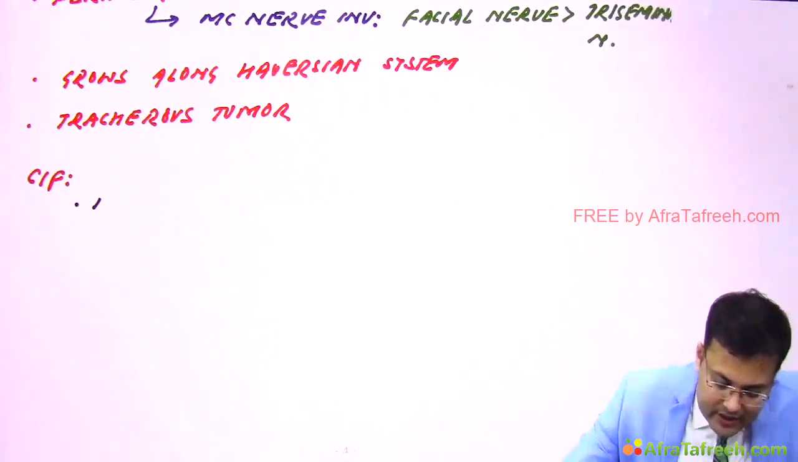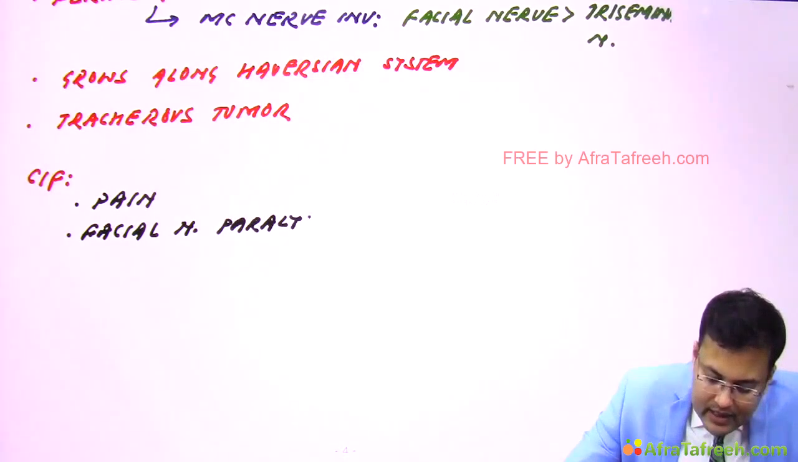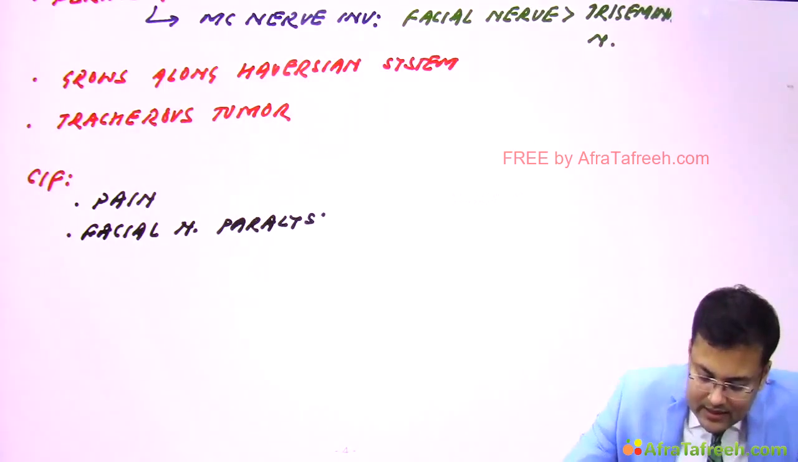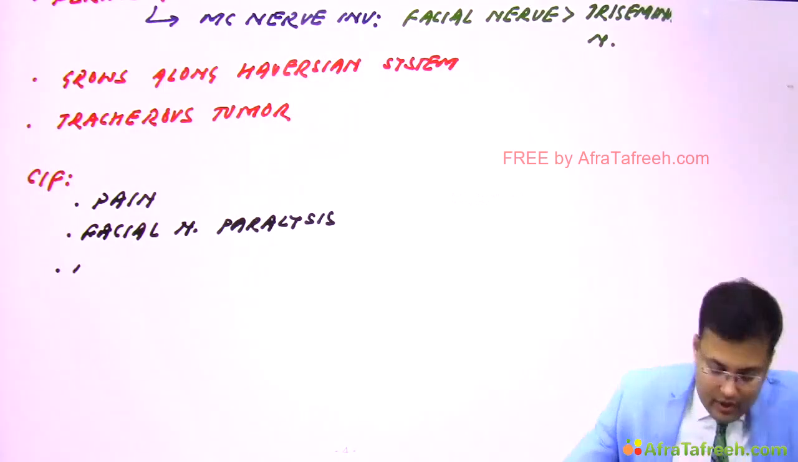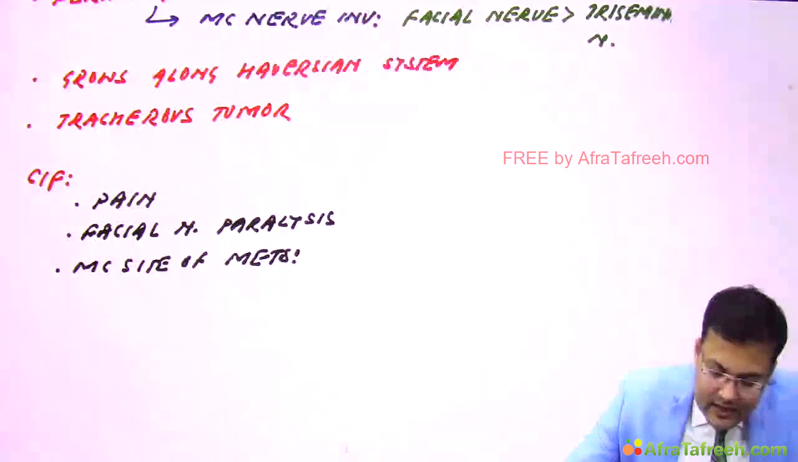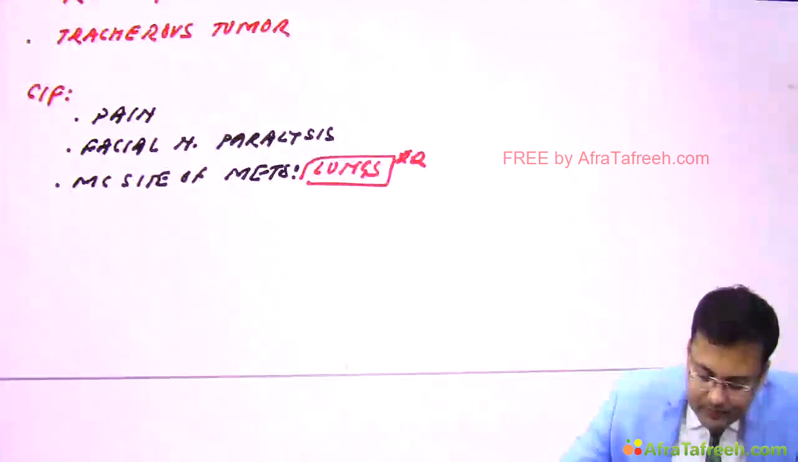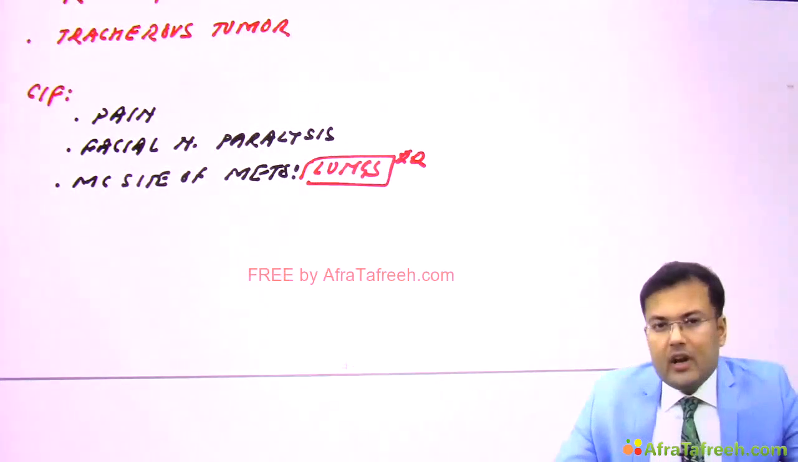In these tumors, there is pain, there is facial nerve paralysis, there is high risk of distant metastasis. So question, most common site of metastasis? The most common site of metastasis is lungs. It's not brain. This is the point where you make the mistake. It's lungs.